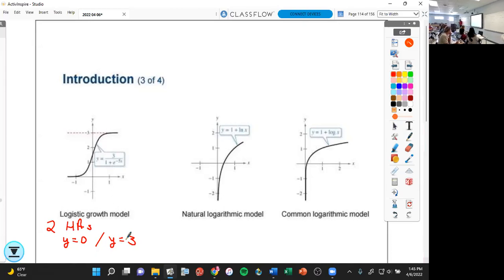Natural logarithmic model. Any asymptotes? Vertical asymptote of 0. X equals 0. Remember, on the previous ones we looked at, those were exponential. Exponential had horizontal asymptotes. If exponential and logarithmic are inverses of one another, what was a horizontal asymptote becomes a vertical asymptote. Okay.